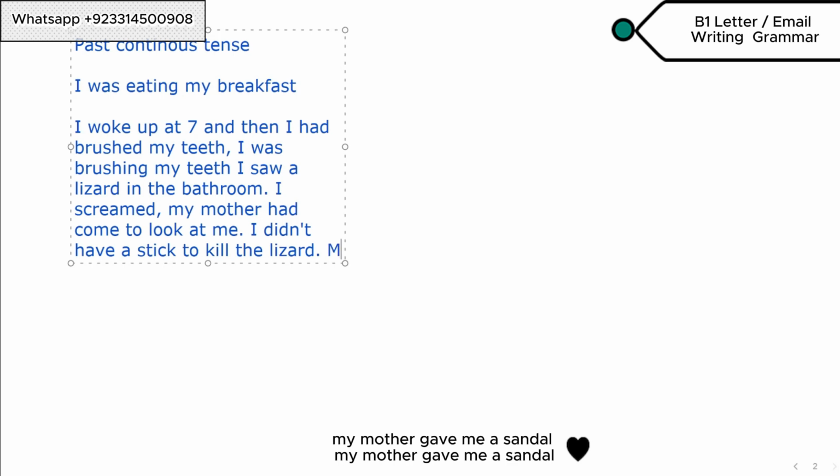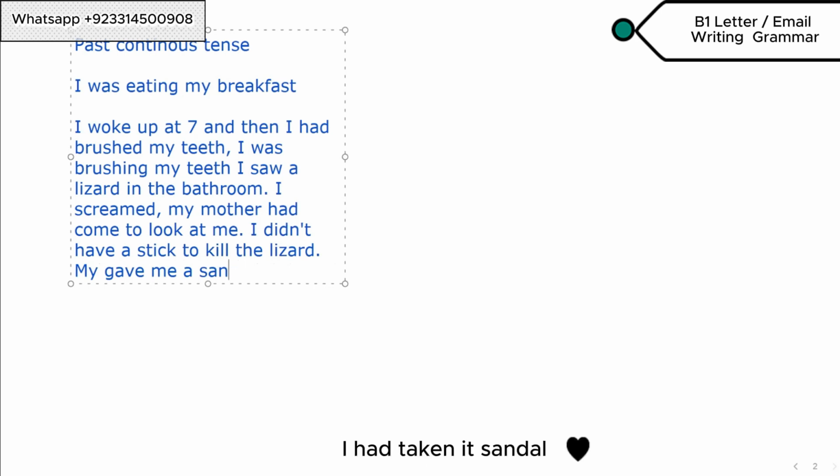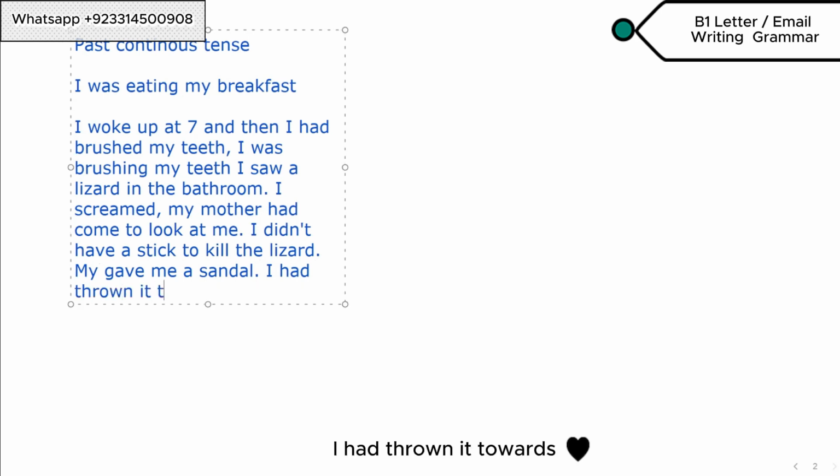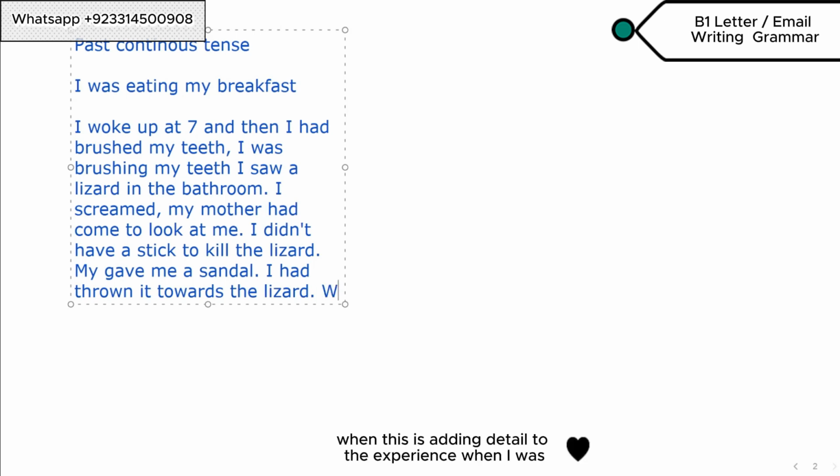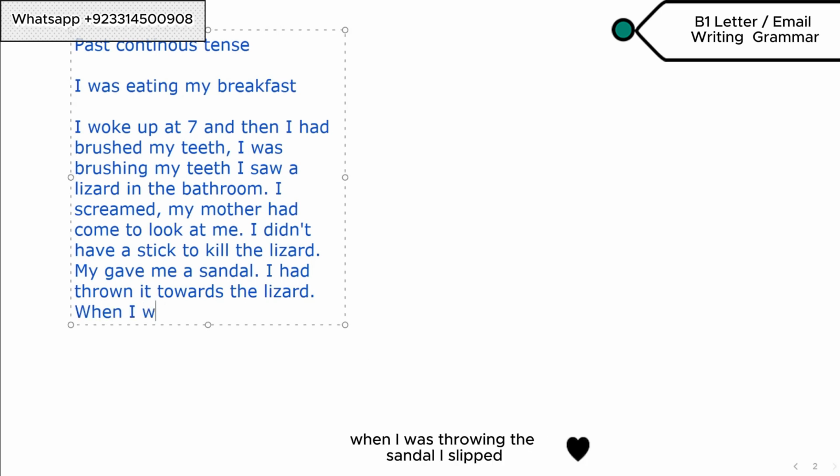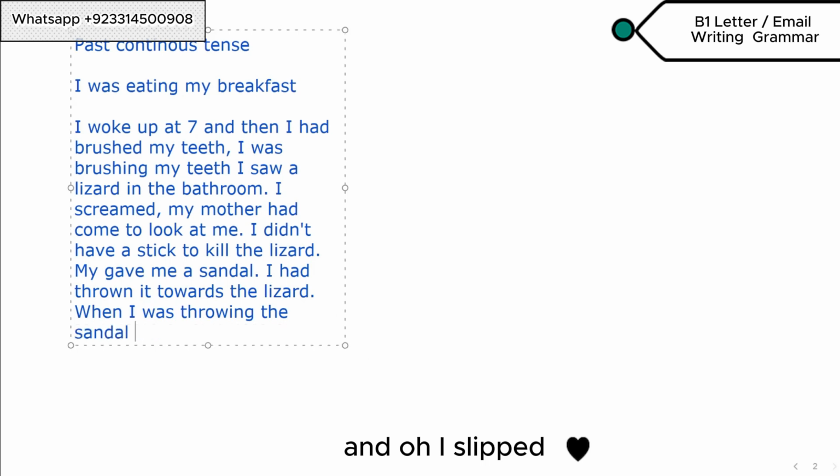My mother gave me a sandal. How do you spell sandal? I had taken it. I had thrown it towards the lizard. Understand it? Okay, when I was throwing it, I slipped. This is adding detail to the experience. When I was throwing the sandal, I slipped. Any confusion? Look, I am not doing anything but using those very simple tenses.